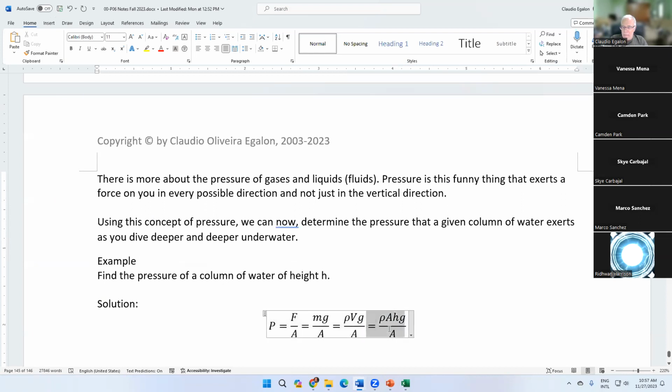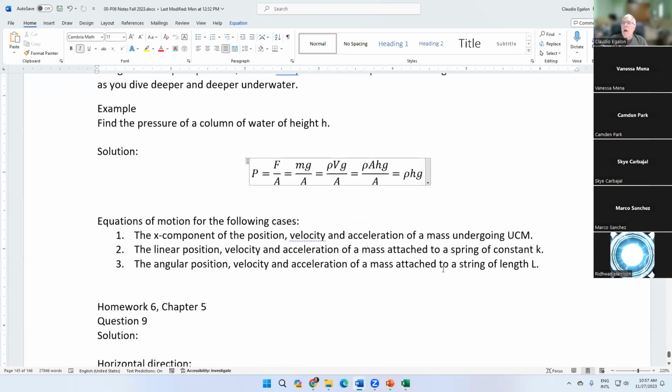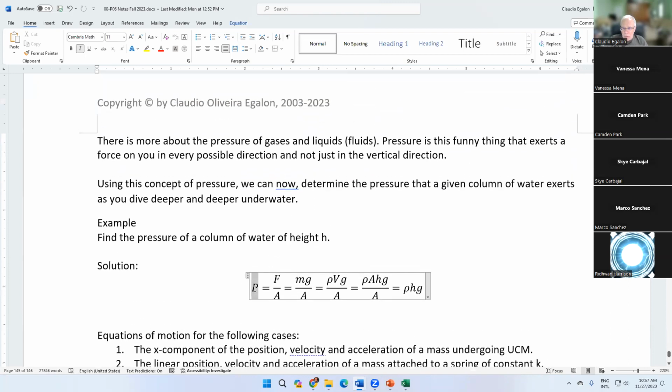Okay. And we end up with something like that. And now look what we got. We got an equation that relates the pressure that a column of water of height h exerts at that depth. And all you have to know is the height of the column, the density of the liquid, or the density of water in this case, and the acceleration of gravity.